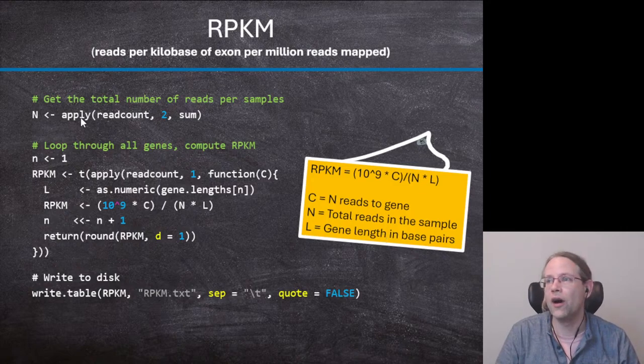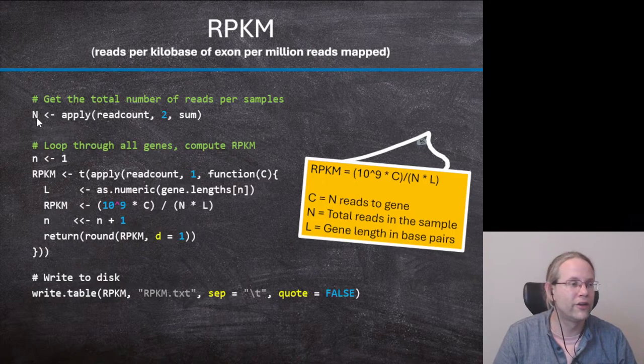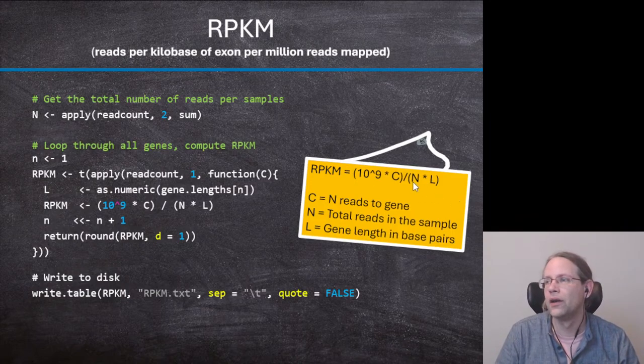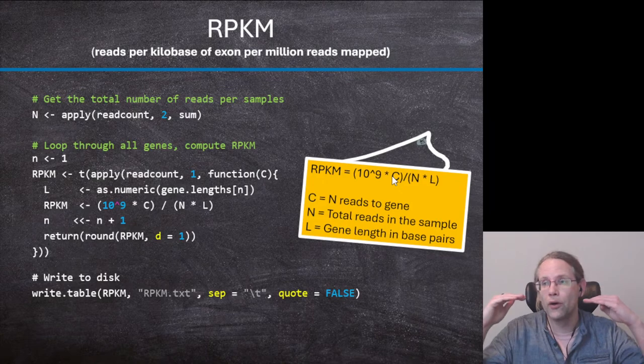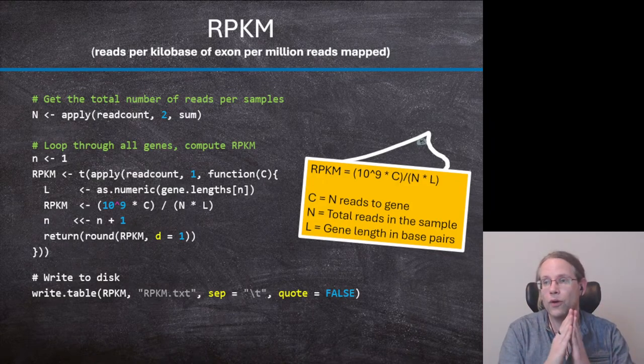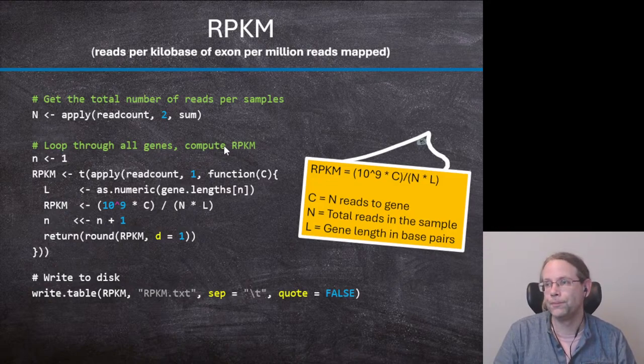So how do we do that in R? Well, first we need to get the read count, so the total number of reads per sample. I already showed you how you can do that. You can just apply to the read count matrix, to the columns, the sum, and this is going to be big N. Big N is the same here, but we're not going to do this formula for each sample individually. We're going to do this formula row by row, so for each row, we're just going to apply this formula. So then we have to loop through all of the genes, and we're going to compute the RPKM.